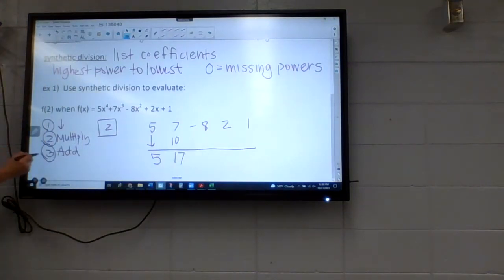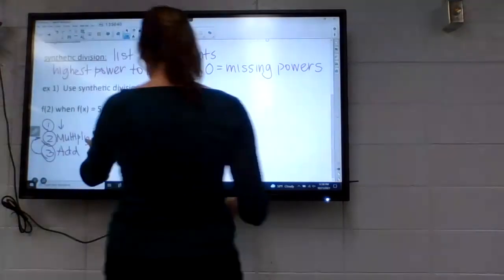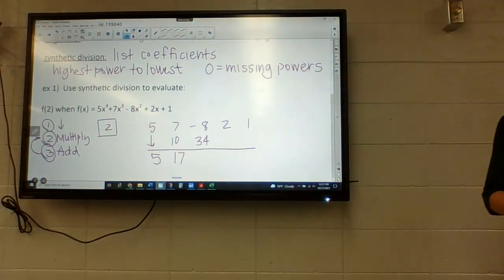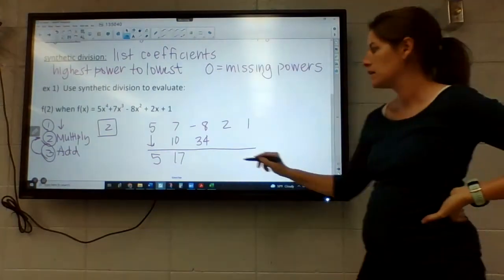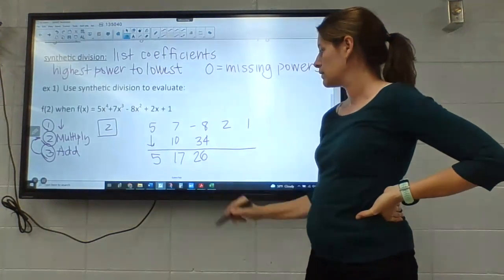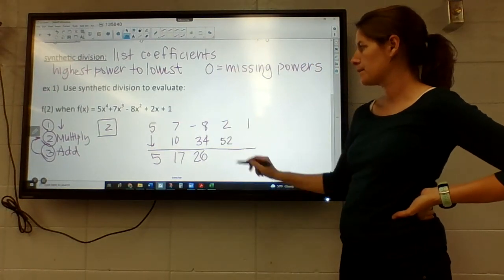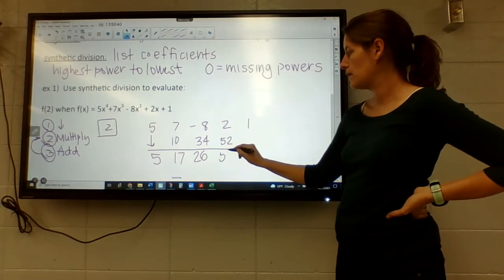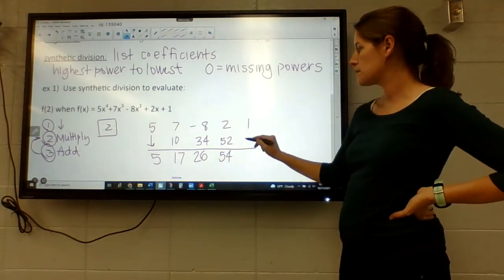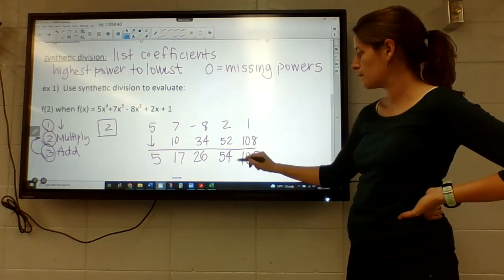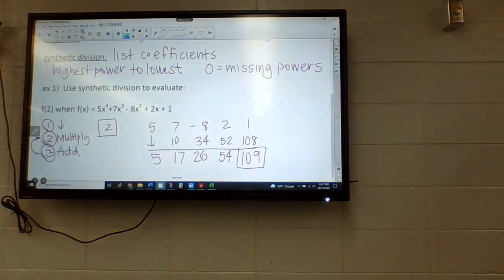And then we just repeat those 2 steps only. So we keep doing those 2 steps as a little cycle here. So 2 times 17 now. Add again. Multiply again. Add. And then multiply. So this should give us the same outcome as we did with substitution.